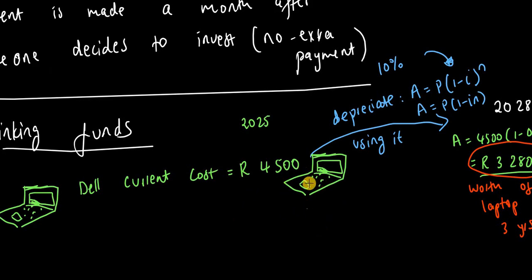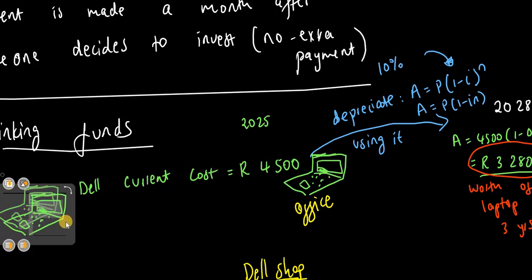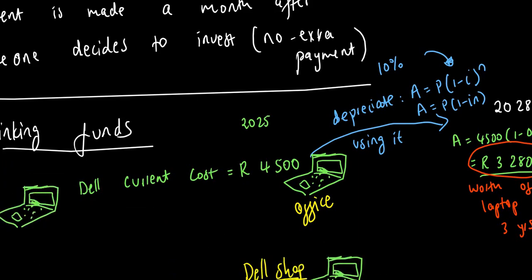This one is at your office because you are using it. The same laptop in the shop, let's say the Dell shop, is increasing in value due to inflation. The cost of that laptop is increasing. So there you use the formula A is equal to P into 1 plus i to the power of n to get the new cost in 2028 in the shop.